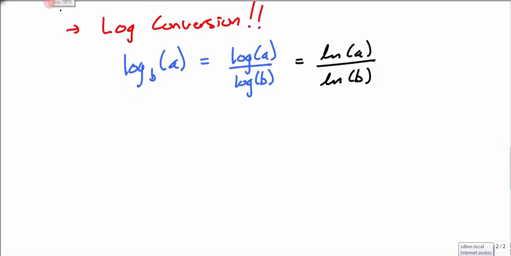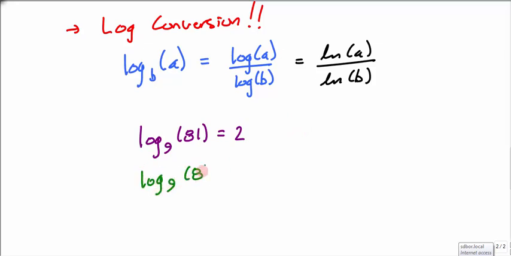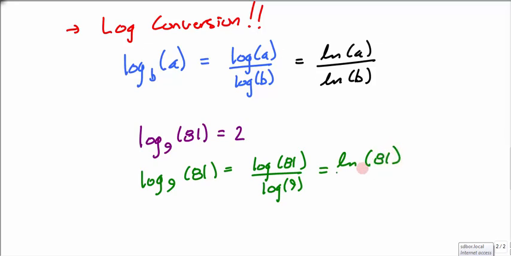Well, let's put some real numbers to this and see what we can come up with. So let's look at log base 9 of 81. Well, we can imagine what the answer to this is. 9 to what power is 81? And that would be 2. 9 squared is 81. So we know the answer is 2. Let's go ahead and look at our log conversions. Our log conversions for log base 9 of 81 would look like log of 81 over log of 9, or, and it doesn't matter which one I use, natural log of 81 over the natural log of 9.